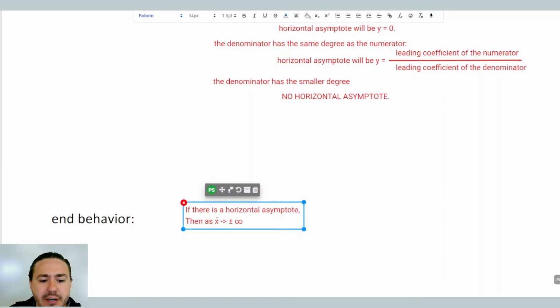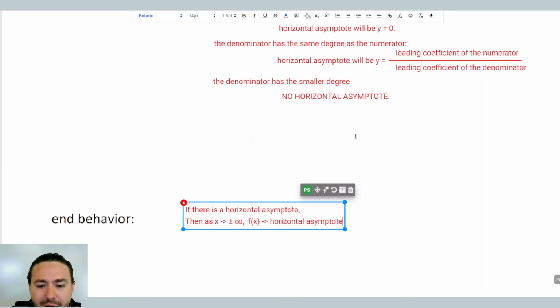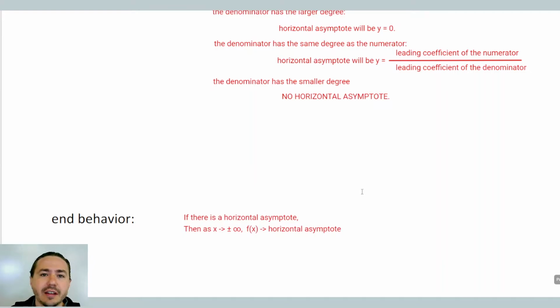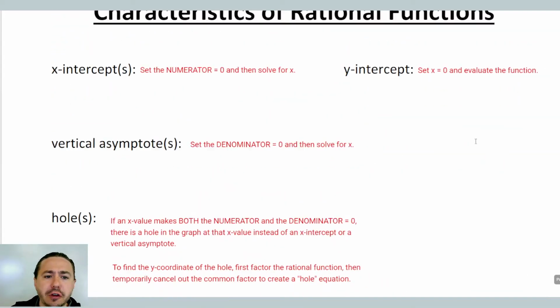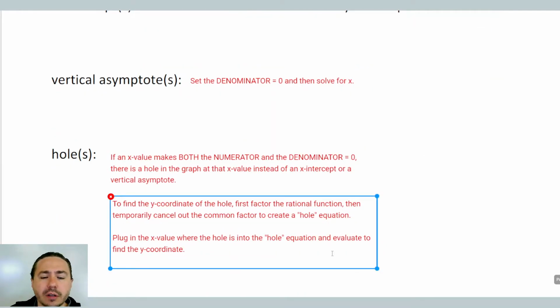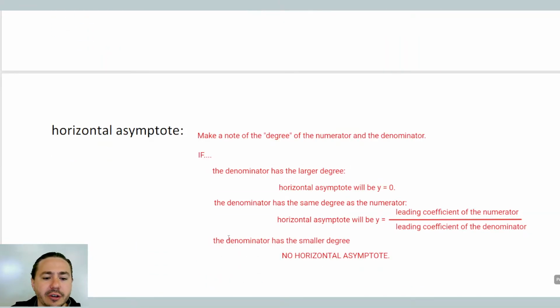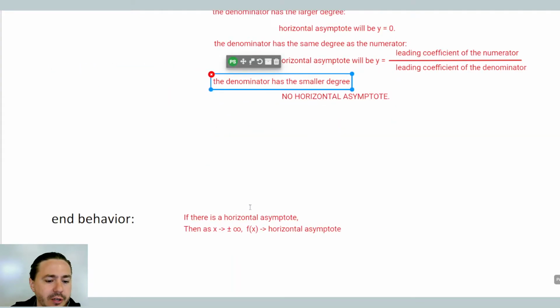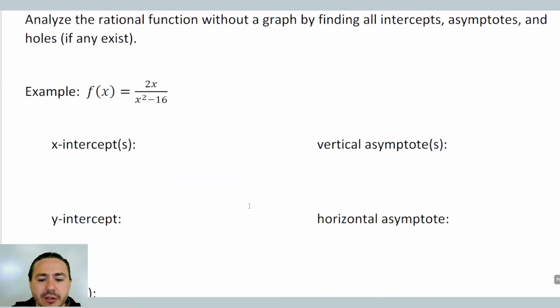So as x approaches positive or negative infinity, the value of the function, or f of x, will approach the horizontal asymptote. So if your horizontal asymptote is 2, then the value of the function will approach 2. All right, so that's it. That is all of the characteristics that you'll have to find. The first few are going to be pretty straightforward: the x-intercepts, the y-intercept, the vertical asymptotes. The horizontal asymptote will take a little bit of extra work, and you'll have to think a little bit about these cases to find it. So let's jump into some examples here.